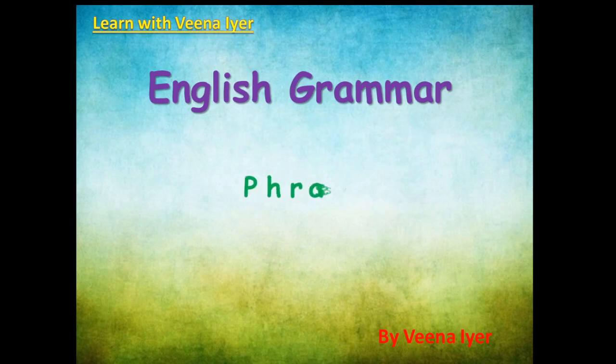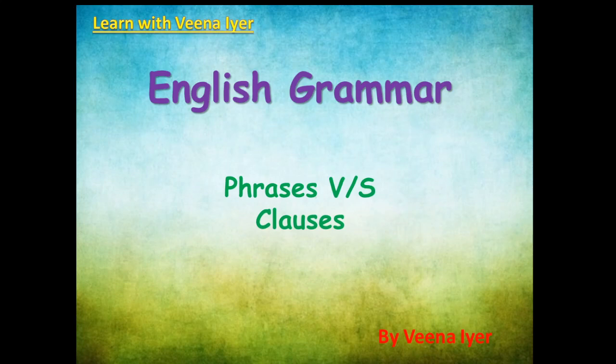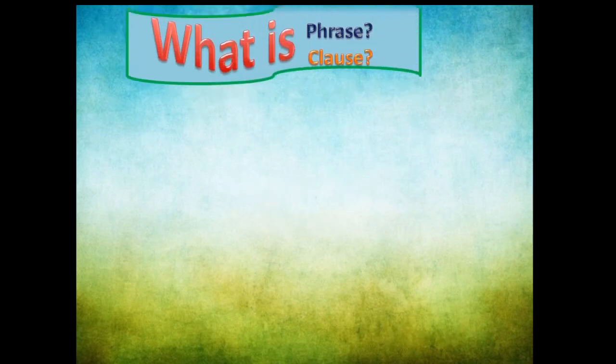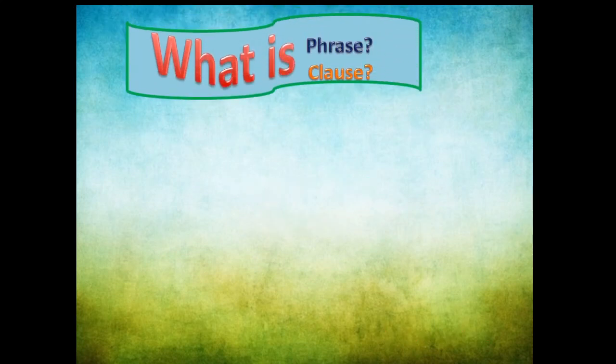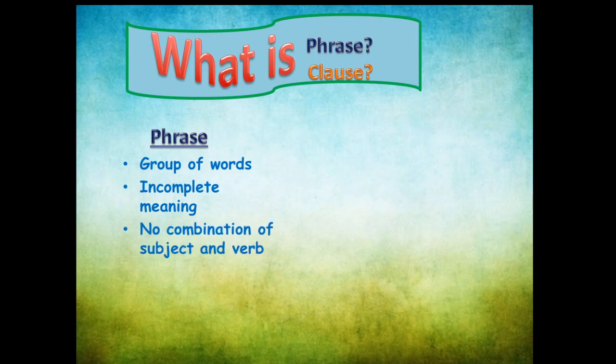We are going to learn about phrases versus clauses. Now, we have already come across what a phrase is. Let us have a recap on it. A phrase is nothing but a group of words with an incomplete meaning. There is no combination of subject and verb in a phrase. For example, on the road, in the basket.